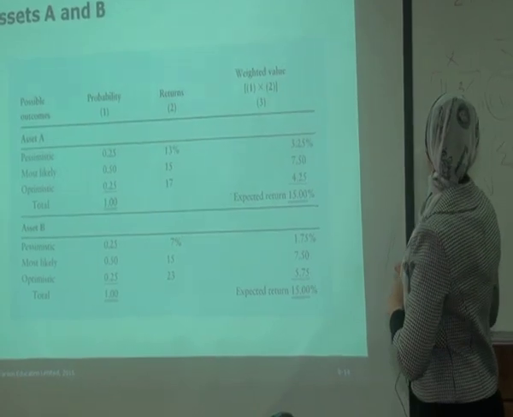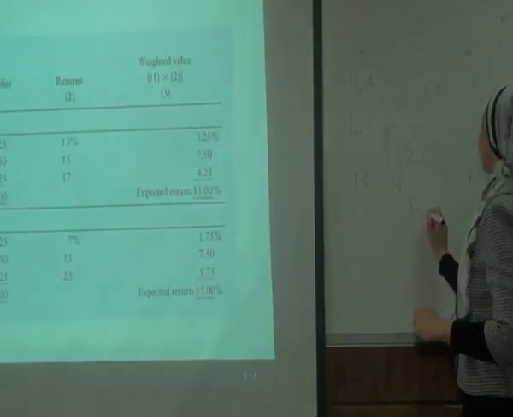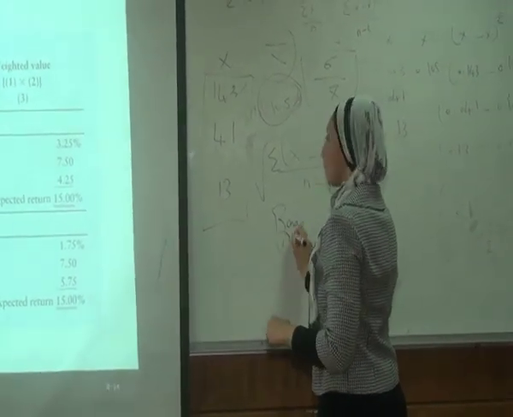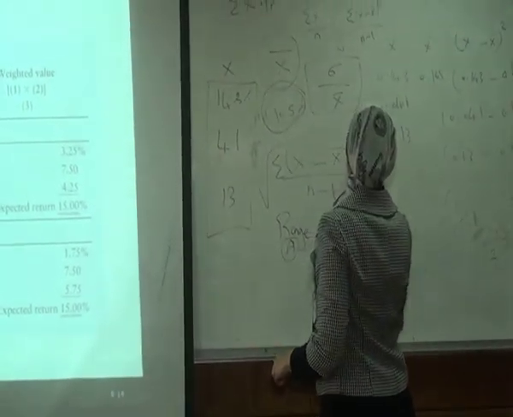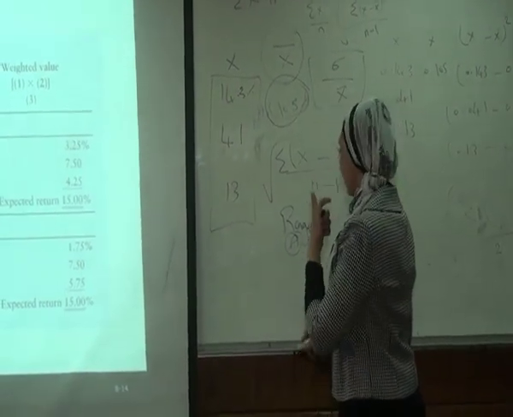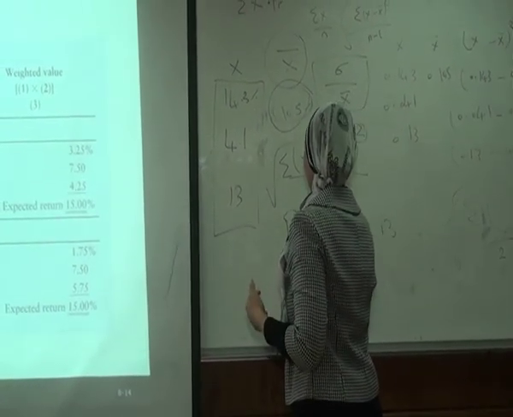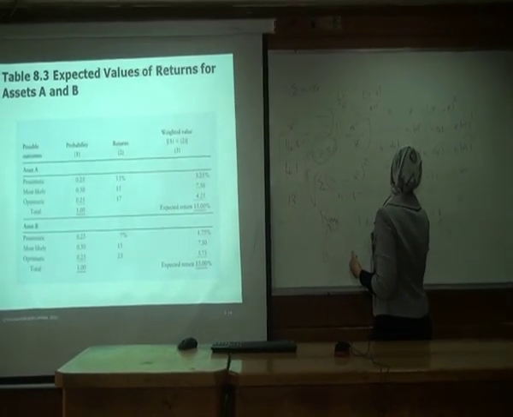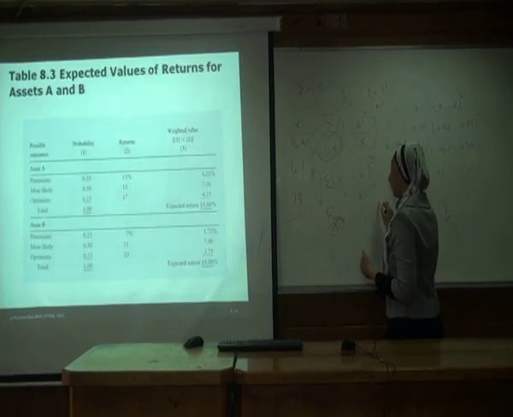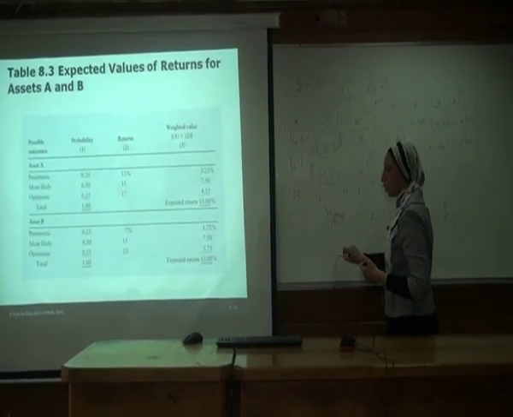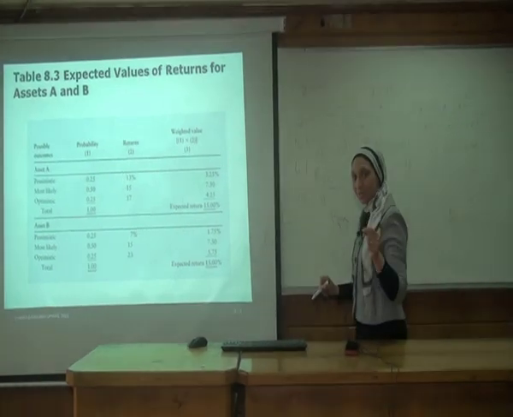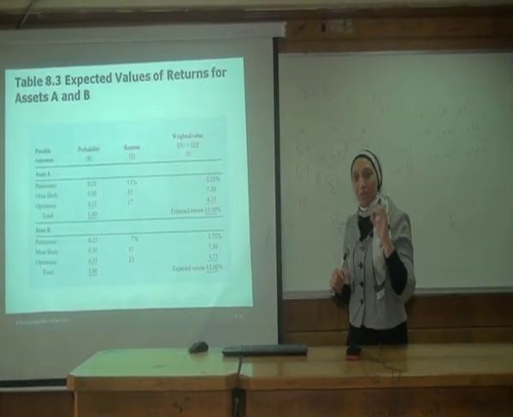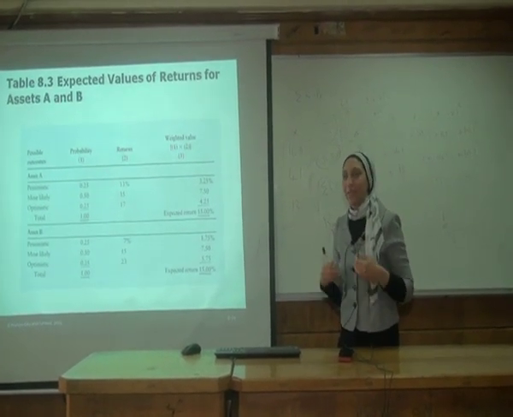So here to calculate the range for stock A, it's 17 minus 13. For stock B, it's 23 minus 7%. So you can notice here that the deviation is very large in stock B. So this means that stock B is riskier than stock A. So range is one of the important concepts related to the risk, indicating the risk.